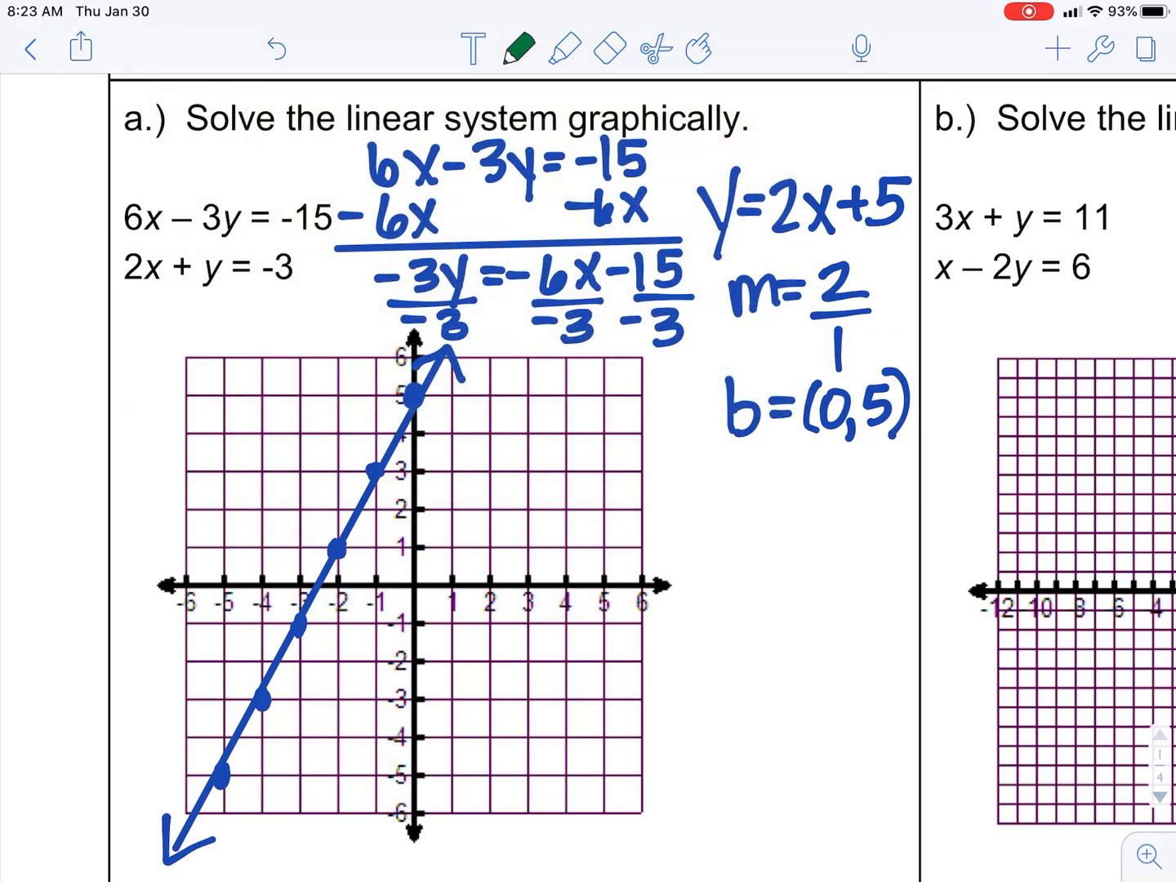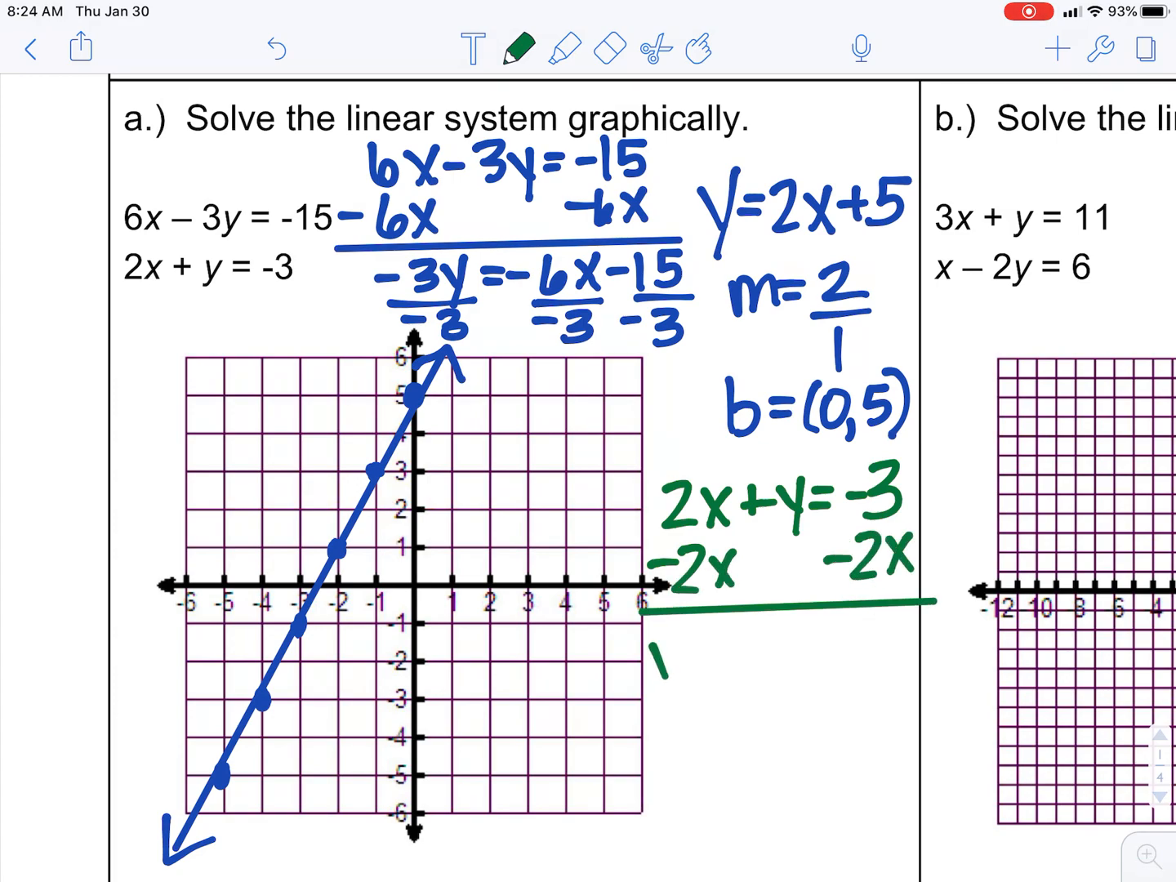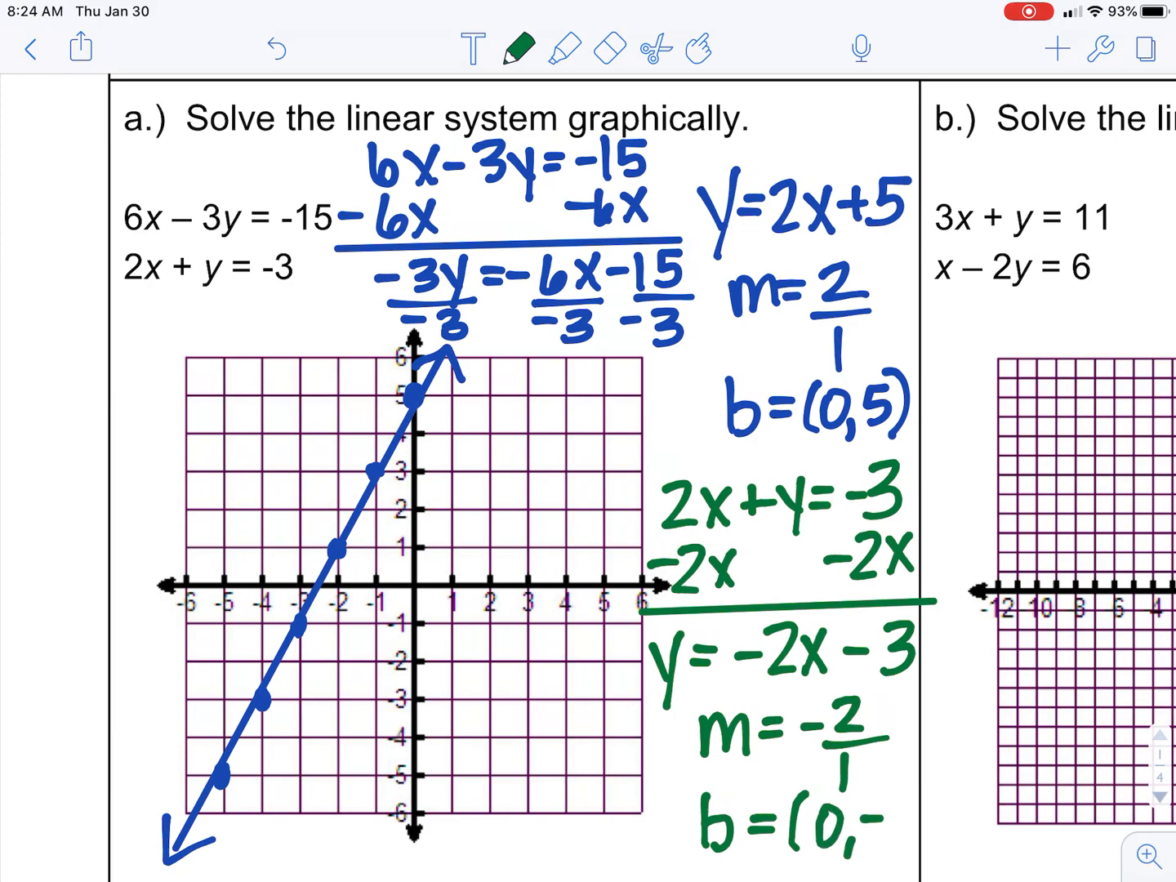Now I'm going to do my second equation. Again, I need to solve this for y equals mx plus b. So I subtract 2x on both sides, and that leaves me with y equals negative 2x minus 3, with my slope being negative 2 over 1, and my y-intercept being 0, negative 3.